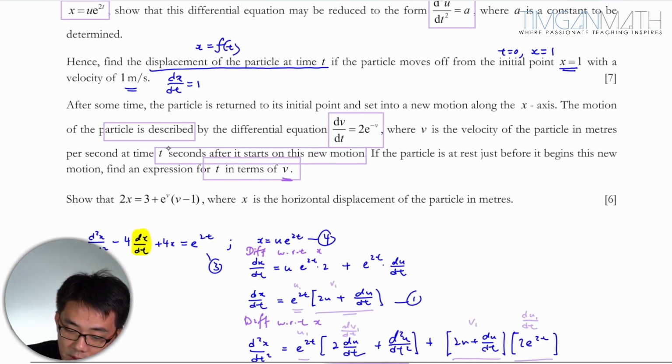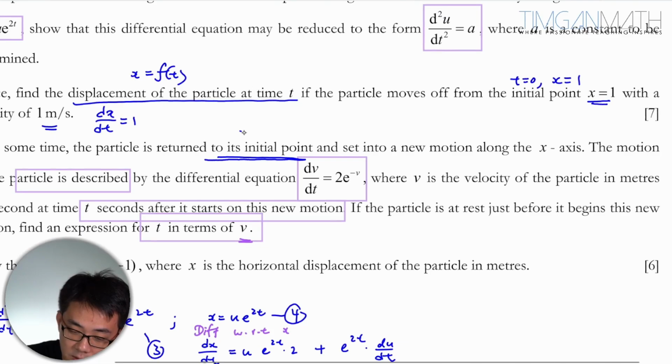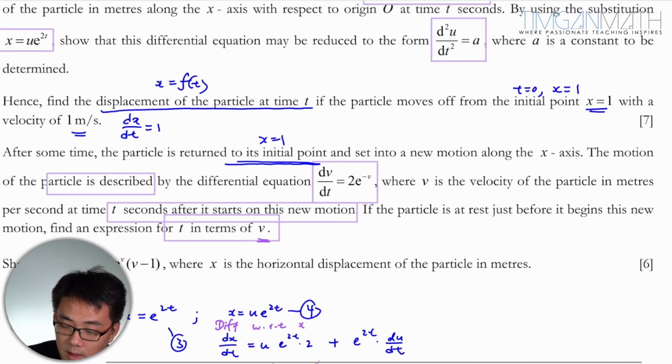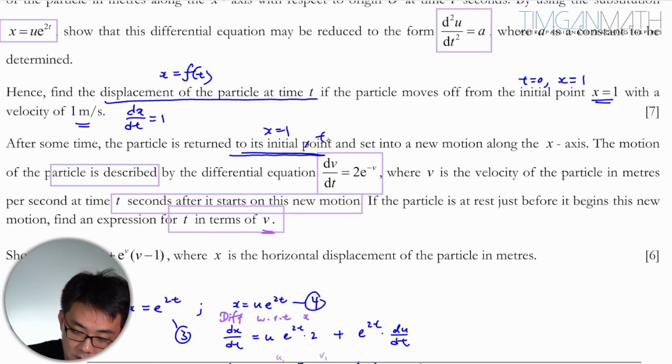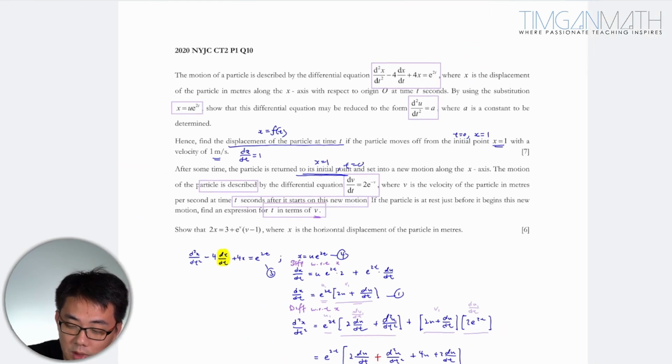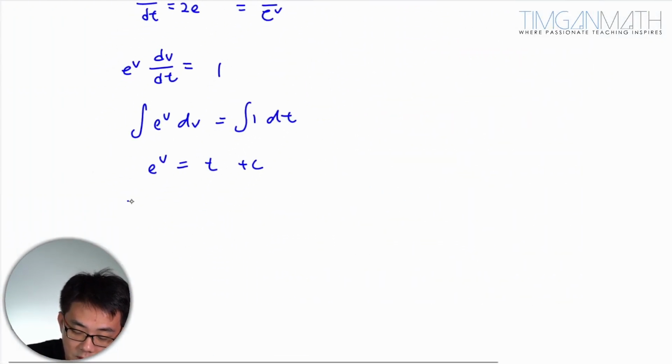So what we need now is the particle's motion. The motion of the particle is described by this differential equation. We return to its initial position. Initial position is x equals 1, right? And t equals 0. T is after, so t starts from the new motion. So when t is 0, x is 1.